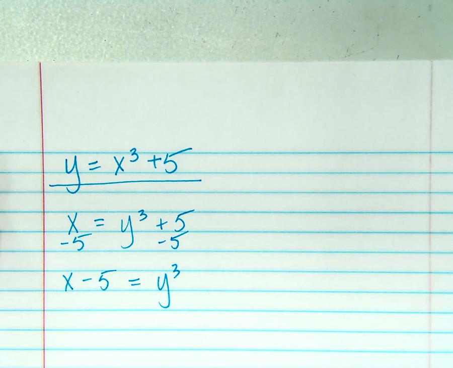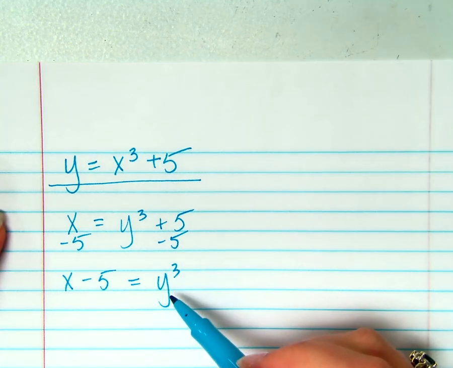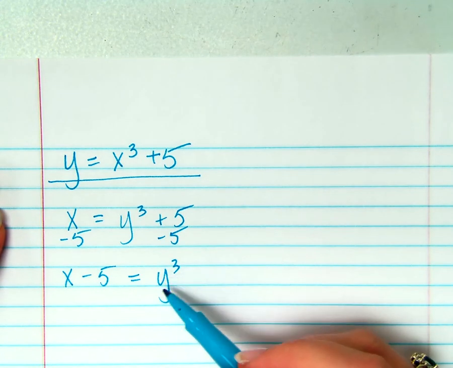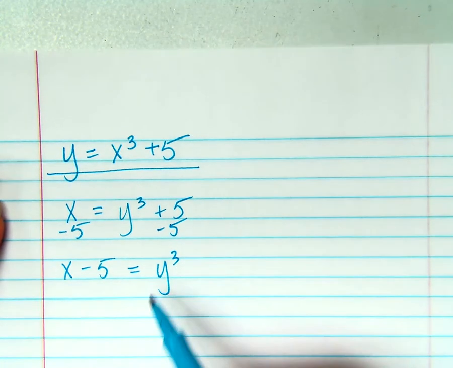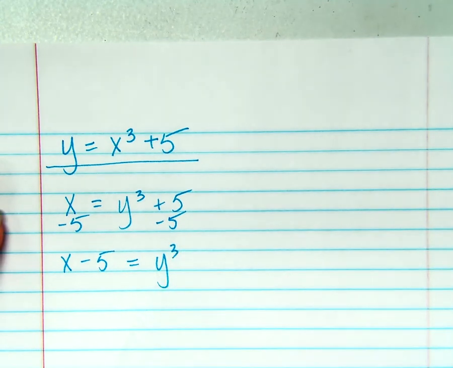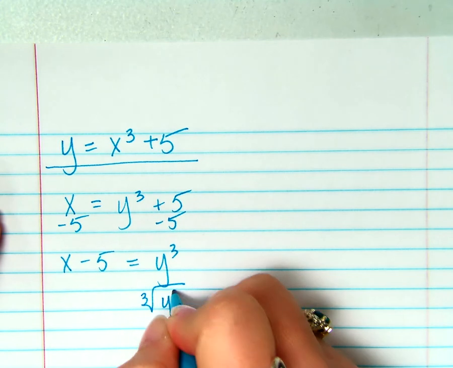Okay? Now, a lot of people think y is isolated because y is by itself, right? But it's not. It has a cube with it. In order to completely isolate y, it just has to be y, nothing else. How do I get rid of that? Because what is the inverse operation of cubing? Cube rooting. Okay? So I'm going to take the cube root of both sides.